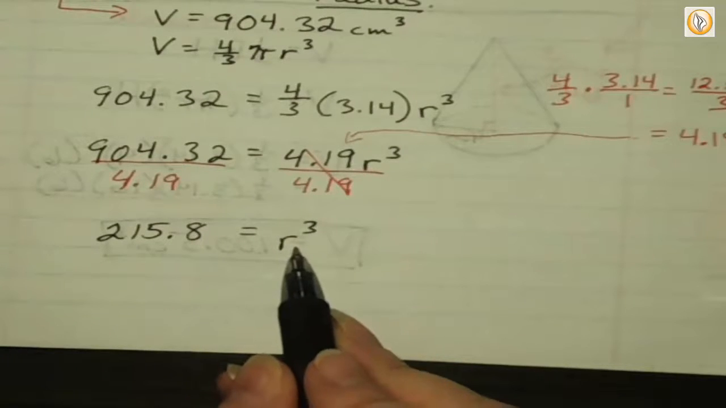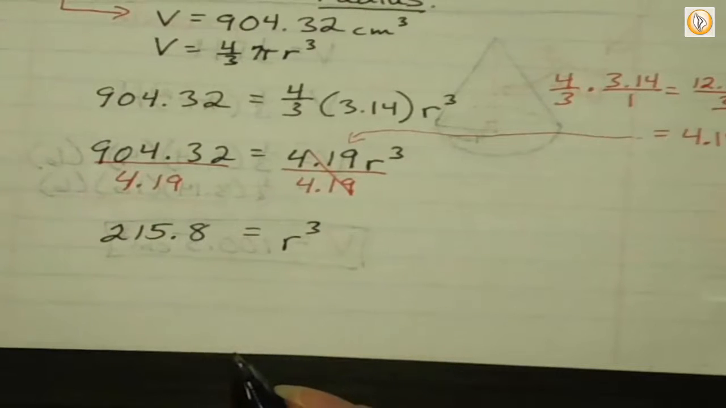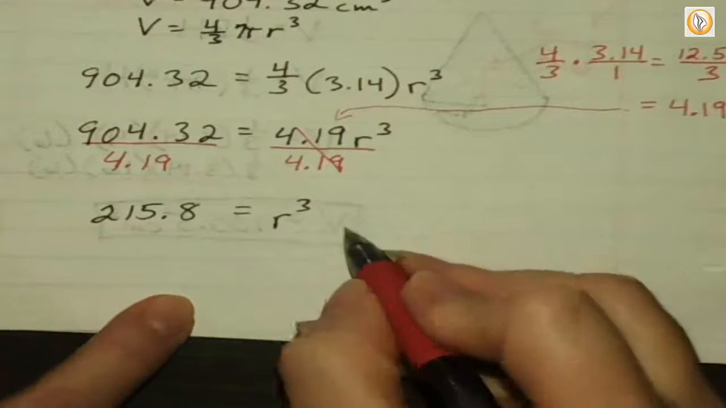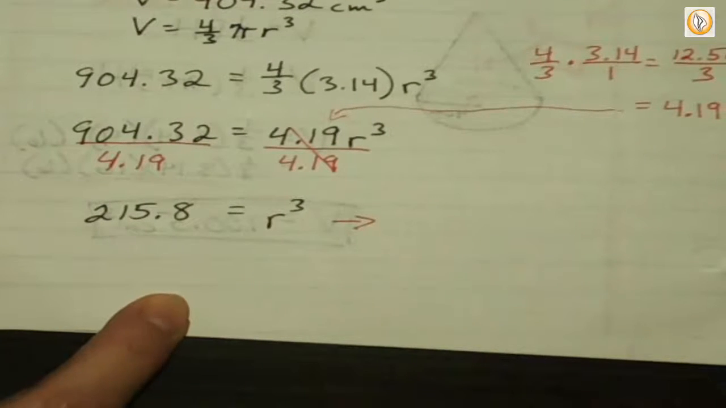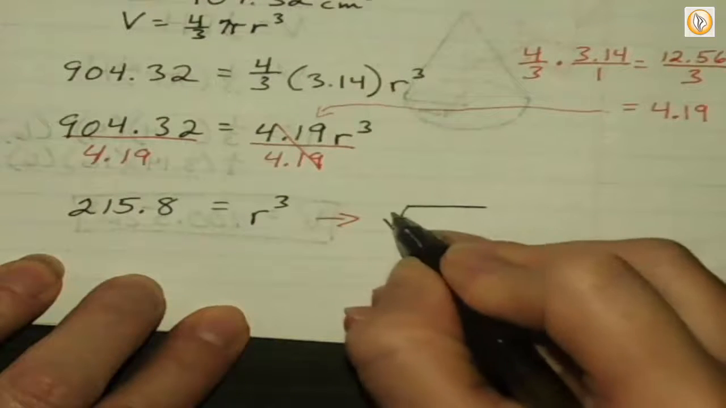Oh, but we have a problem. I'm looking for the radius, not radius cubed. What do I do? Who knows what I do? Taylor? Square root it and square root again. Or, and I'm about to blow all your minds, I'm going to do a little arrow. Put square root. I'm going to cube root it. That's a thing.